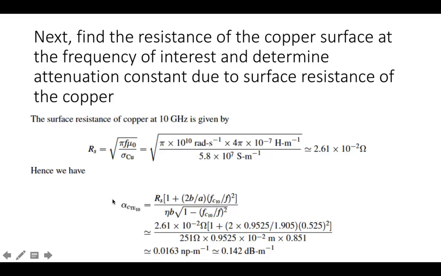And then we can determine alpha by plugging in the surface resistivity, and then using the formula that we derived or showed in the previous slide with the cutoff frequency for the TE10 mode, and in fact the entire formula is dependent on the cutoff frequency. When you plug all the numbers in, you end up with 0.0163 nepers per meter, which is equivalent to 0.142 dB per meter.